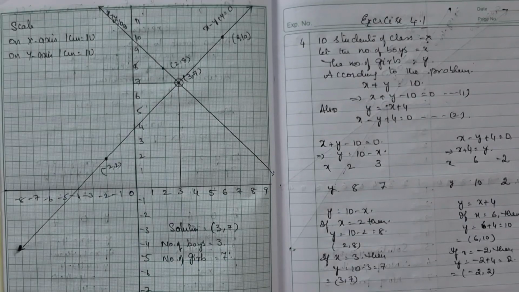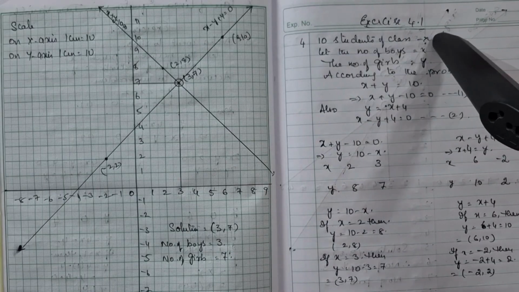Now, children, the fourth problem we will see. The fourth problem is: 10 students of class 10 took part in a mathematics quiz. If the number of girls is 4 more than the number of boys, then find the number of boys and the number of girls who took part in the quiz. So there are 10 students of class 10. They have taken part in mathematics. So we don't know what are the number of boys and the number of girls that are taking part. So 10 students have taken part.